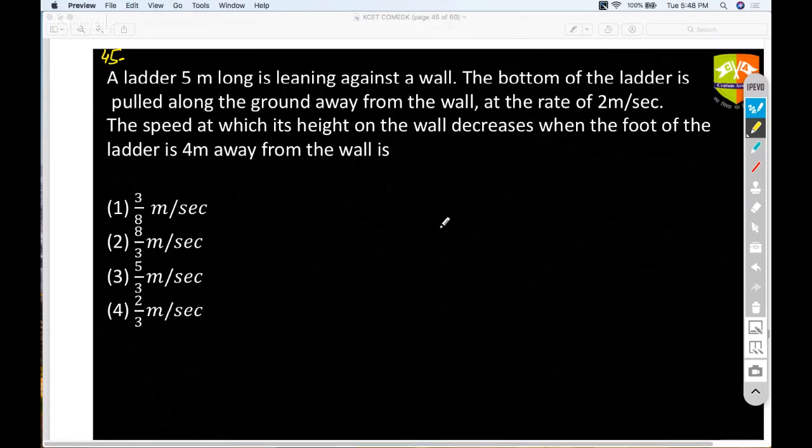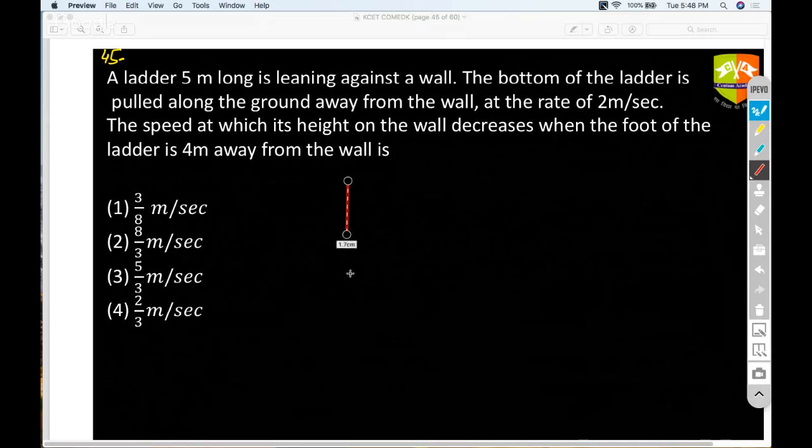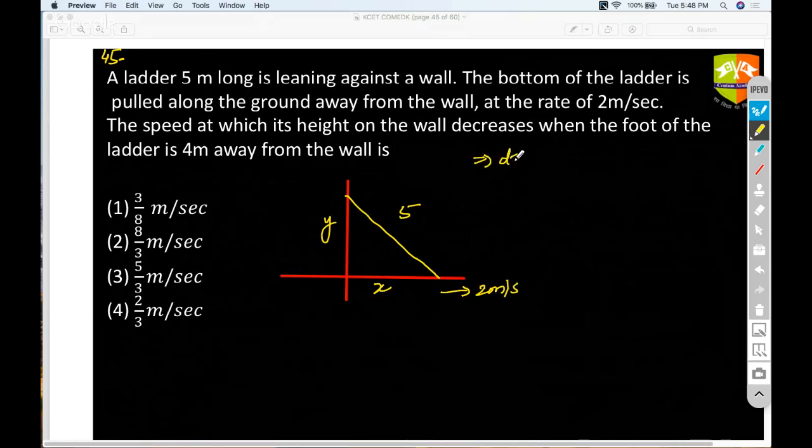Stereotypical question from rate measurer. So we have a situation like this where there's a ladder of 5-meter length leaning against, and the bottom of the ladder is slipping away at the rate of 2 meters per second. That means dx by dt is 2.